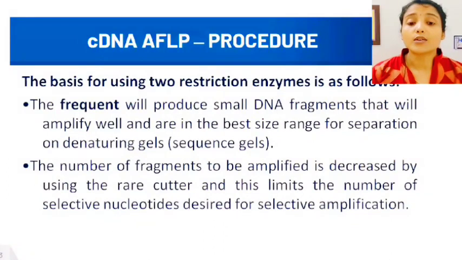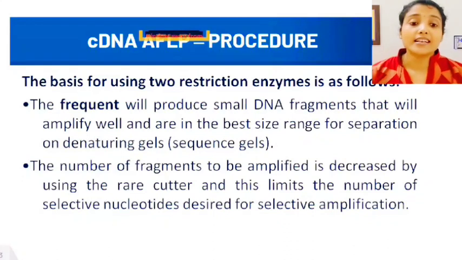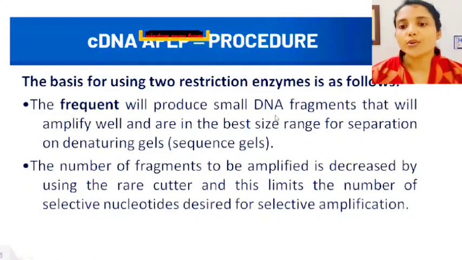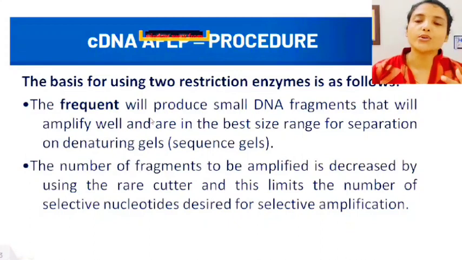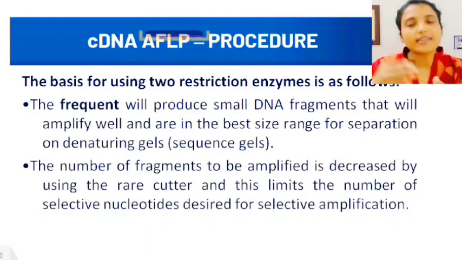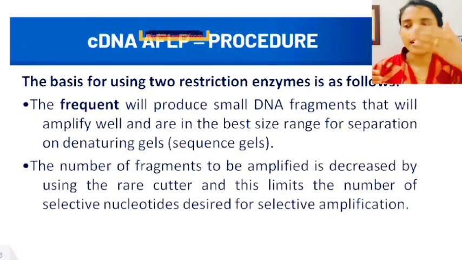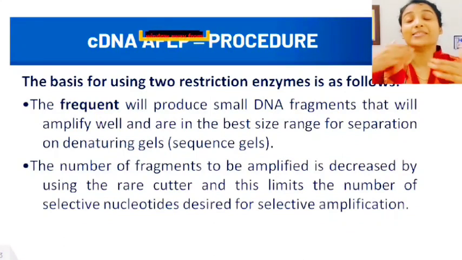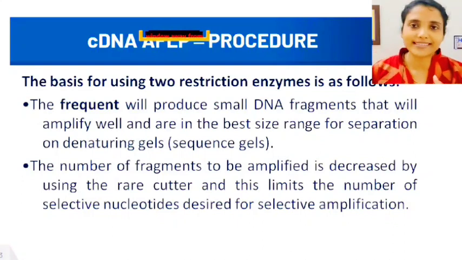Now the basis for using two restriction enzymes. Why are we using two different types of restriction enzymes? The frequent cutter, that is MseI, will produce small DNA fragments that will amplify well and are in the best size range for separation on denaturing gels. Basically, how we are going to analyze this is by gel electrophoresis. While doing gel electrophoresis, you need DNA fragments, right? You have a whole long cDNA molecule, you're going to cut it into different pieces and then run the gel, and the DNA fragments will separate according to their size, right?